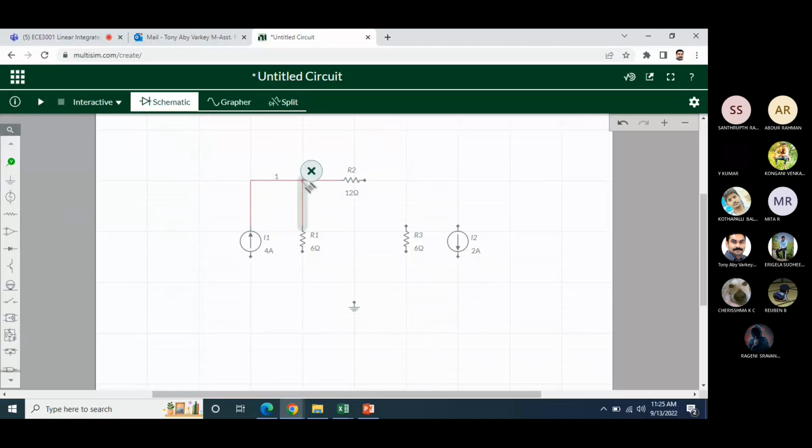Okay, I will connect. From here I will connect. Okay, all these things you just have to drag your mouse and connect. So it is very easy.